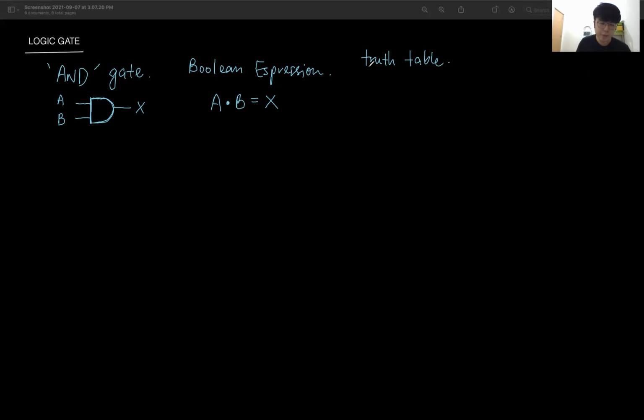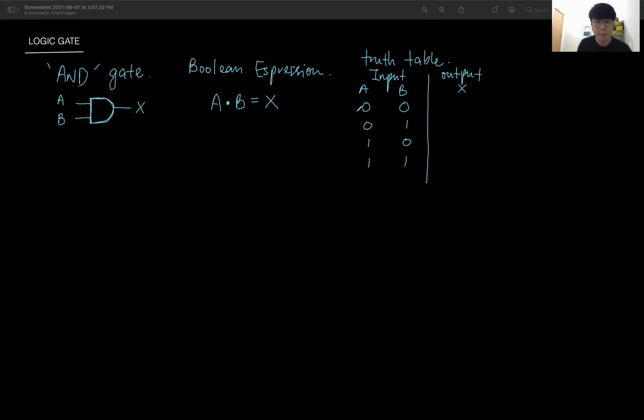Okay, guys, the truth table shows all the possible outcomes. First, input: we got 2, A and B. And then output, we got X. Now we have 0, 0. We will write all the possibilities of the input: 0, 0, 0, 1, 1, 0, and 1, 1. These are all the possibilities.